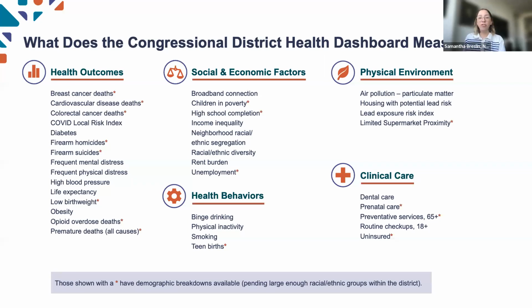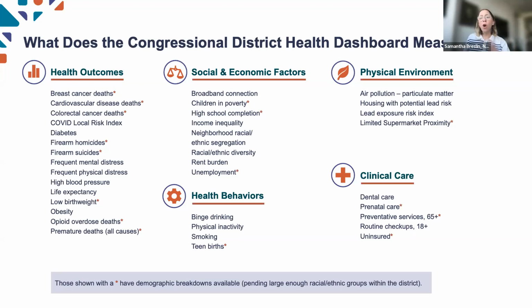And this slide, there's a lot on here, but this slide shows all of the metrics, all of the things that we measure on the dashboard. We have 36 measures, like I said, of health and the social drivers of health that are spread over these 5 domains that you see on this slide. So health outcomes, so things like diabetes, firearm suicides, obesity, social and economic factors like broadband connection, poverty. We have measures related to health behaviors or the physical environment, and finally, measures that are categorized as clinical care measures. So things like uninsurance rates or routine checkups.